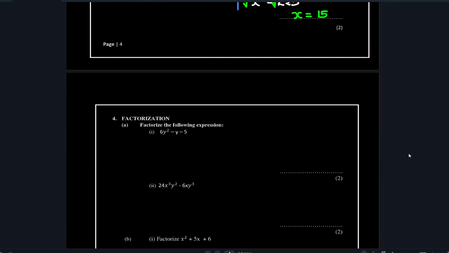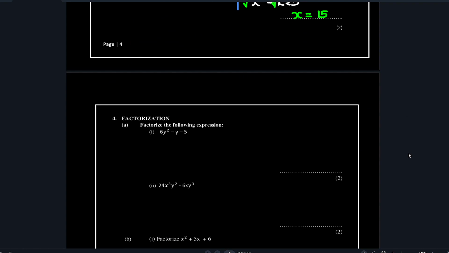Now let us move to factorization. Factorize the following expressions. We are given 6y squared minus y minus 5. This is a quadratic expression. Then you are supposed to factorize.